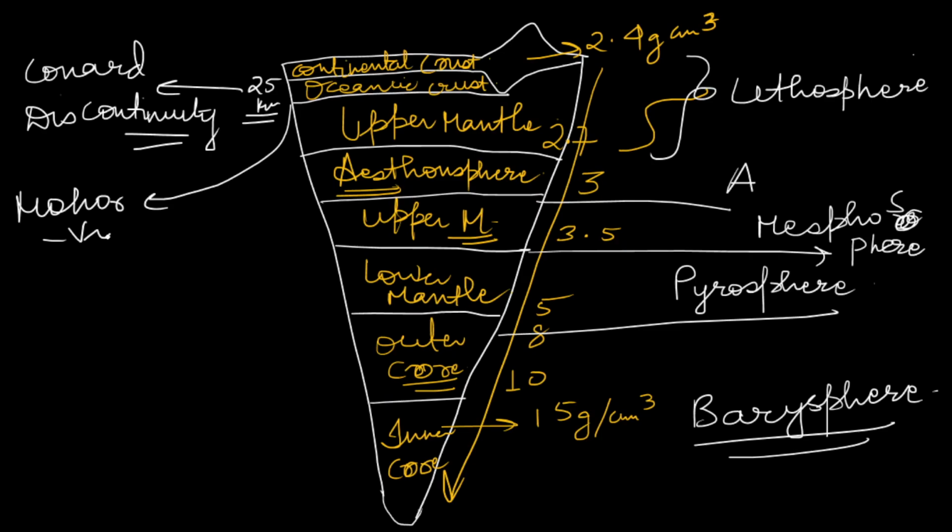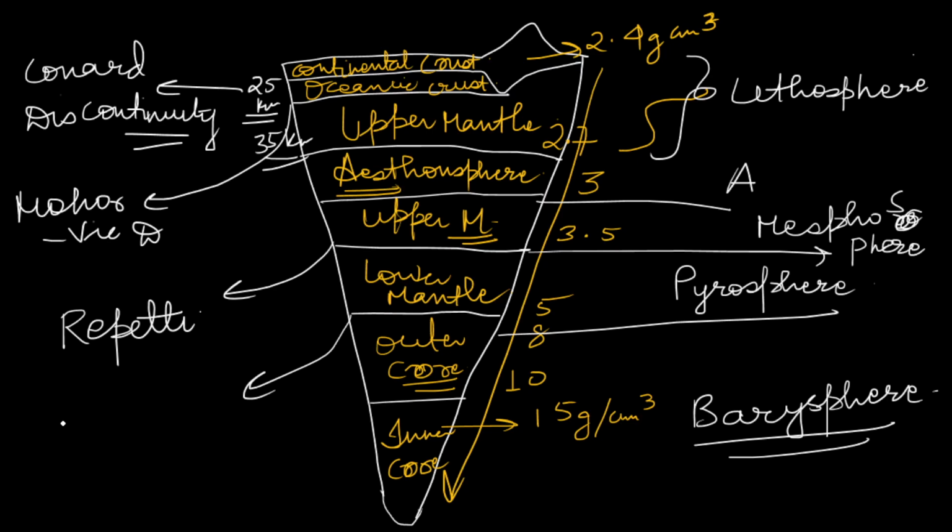Mohorovicic discontinuity at around 35 kilometers. That is between oceanic crust and upper mantle. Between upper mantle and lower mantle, you will find Repetti discontinuity. And between lower mantle and outer core, you will find Gutenberg discontinuity. And between outer core and inner core, you will find Lehmann discontinuity. So these are the famous discontinuities from which questions could be asked. And you should remember these. These are the very important ones.